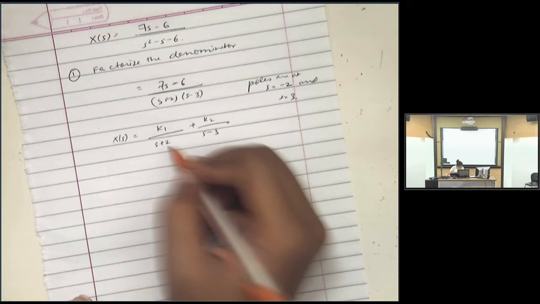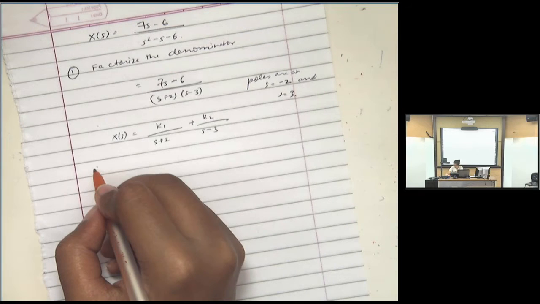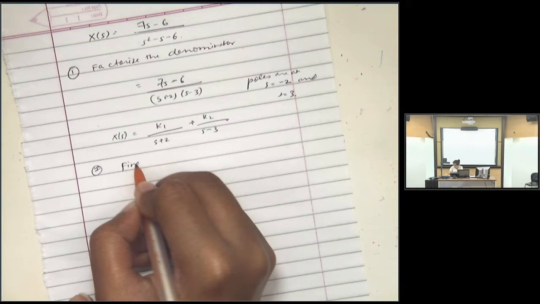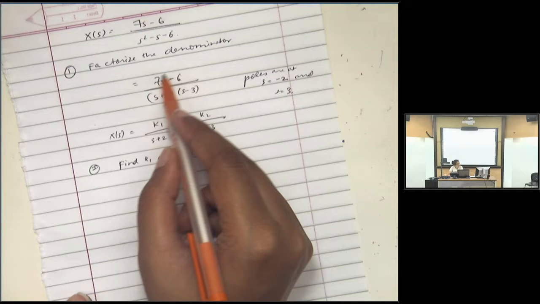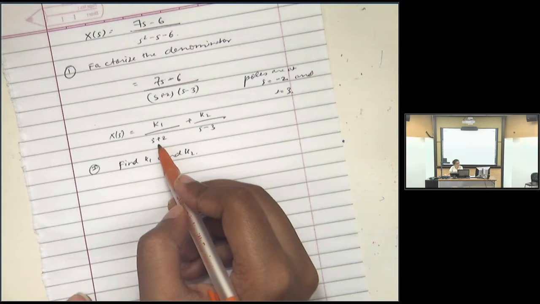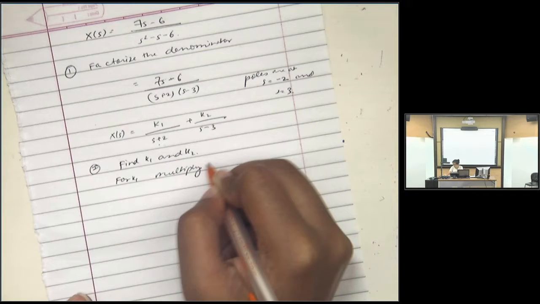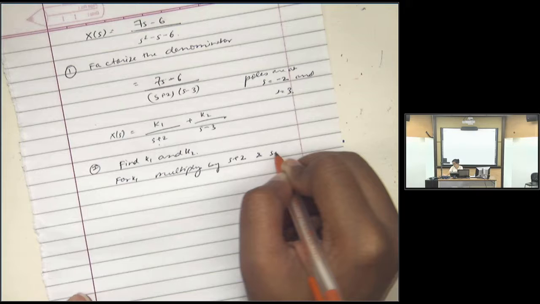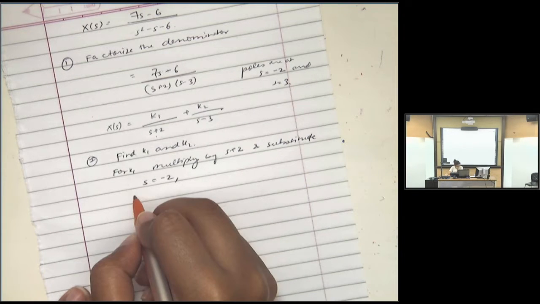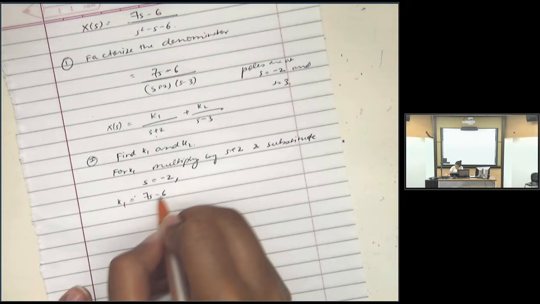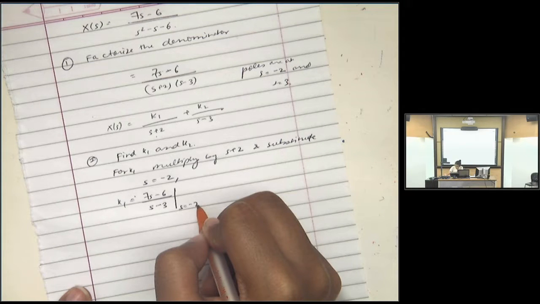Okay. Now with that done, the next step is to find k1 and k2. So to find k1, we will multiply X(s) by (s plus 2) and substitute s equals minus 2. Now doing that, we will get k1 equals (7s minus 6) over (s minus 3) at s equals minus 2. Okay, solving this we'll get 4.